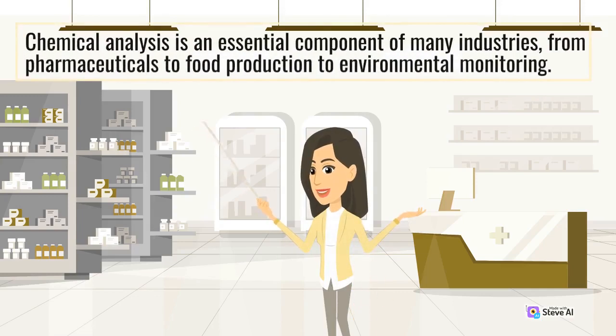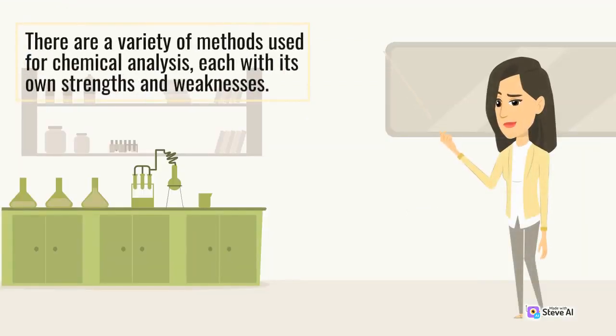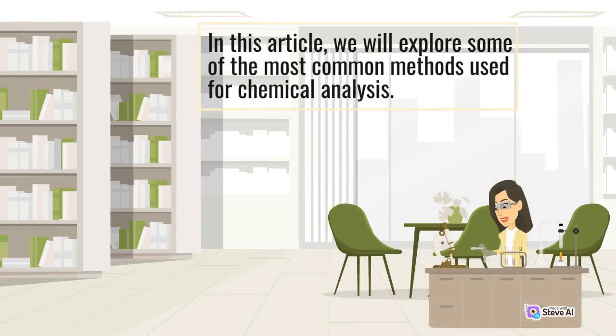Chemical analysis is an essential component of many industries, from pharmaceuticals to food production to environmental monitoring. There are a variety of methods used for chemical analysis, each with its own strengths and weaknesses. In this article, we will explore some of the most common methods used for chemical analysis.